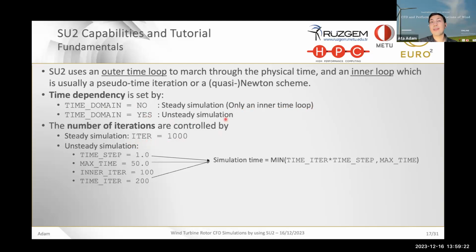But if you do an unsteady simulation, like a rotating wind turbine rotor, then you need to enable this time domain option and specify some parameters related to the simulation, like the physical time step in seconds, the maximum time the simulation will run in seconds, the number of inner loop iterations, and the number of time iterations. So the simulation time is determined by the minimum of the maximum time and the multiplication of the time step and the number of time iterations.